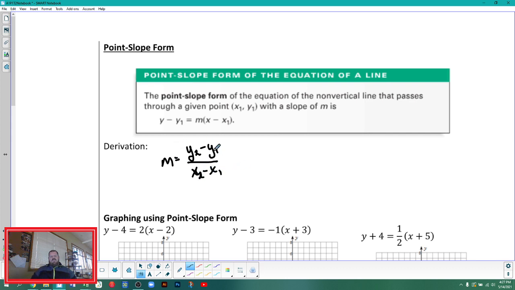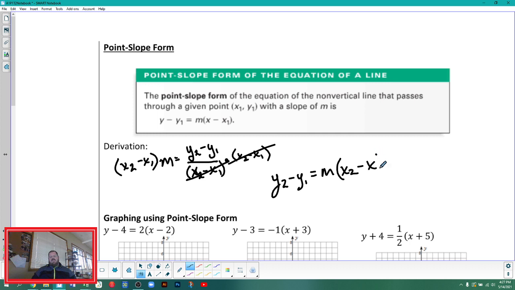And then if I want to put my y's on one side, I can take this and actually multiply it by these x's. The trick with any equation of a line is it needs to have y and x as variables. Okay, so when I do this, these actually cancel out, and I'm going to kind of flip it around also. y2 minus y1 equals the slope times x2 minus x1.